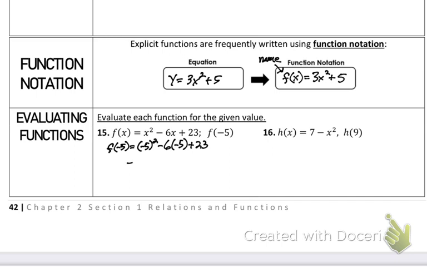Now let's go ahead and simplify. Turns out negative 5 times negative 5 is not negative 25, as some of us thought on the test. It would be a positive 25. We'll have a negative 6 times a negative 5, which will turn into a plus 30, plus 23. All right, that's going to give us what? 55 plus 23 is going to be 78.